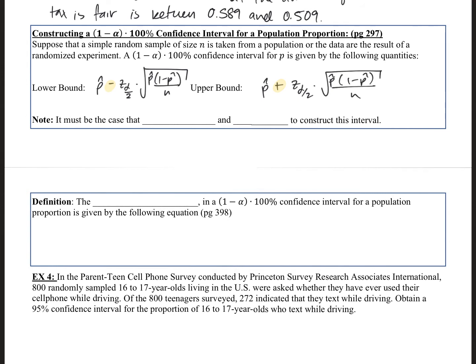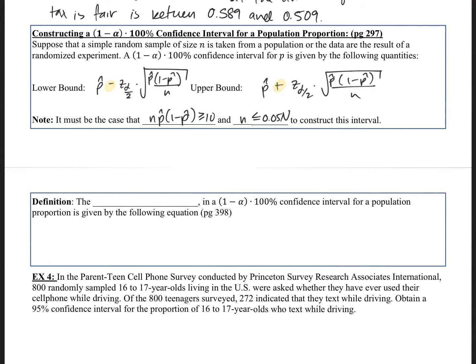Now note, it must be the case that n times p hat times 1 minus p hat is greater than or equal to 10. And that's something we've been working with a lot before. And also, as usual, our sample size needs to be less than 5% of the population, where the lowercase n is our sample size and the capital N is the population size. So we need these two requirements in order to construct the interval.